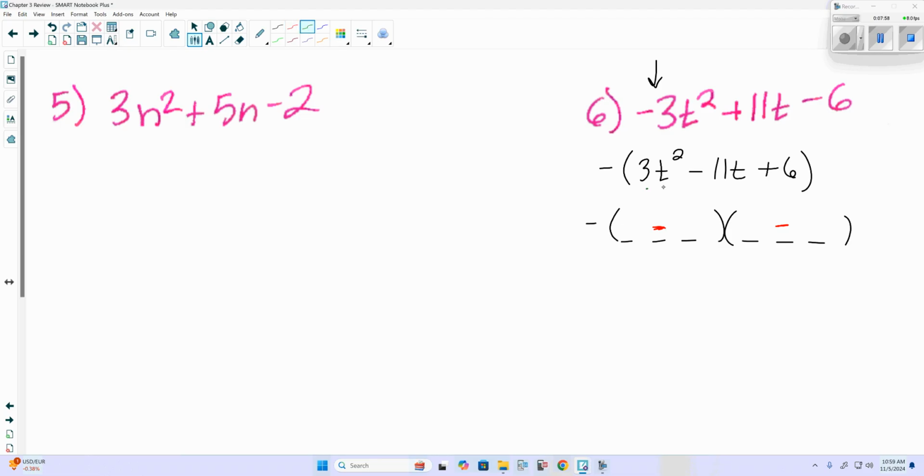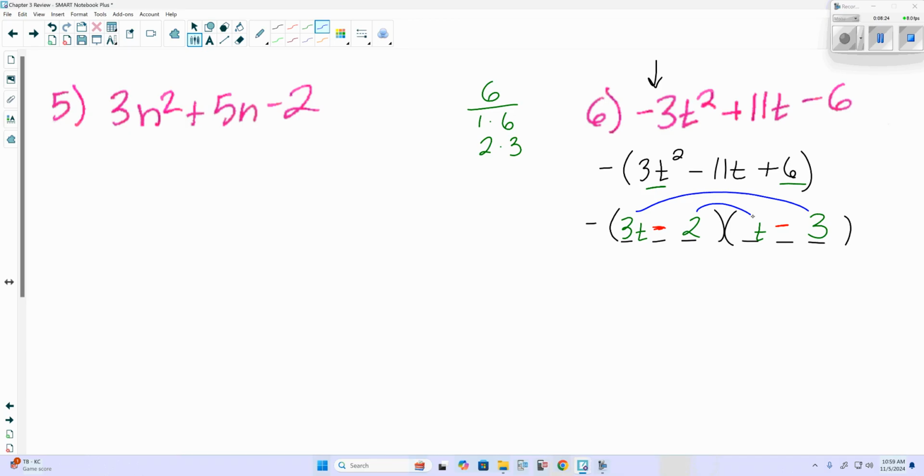Our next step is to find the factors of the first and third term. So 3t squared, well, t squared will be t and t. In fact, 3 is 1 and 3. Factors of 6 are 1 and 6 or 2 and 3. And we could try 2 and 3 first. Doesn't matter really what we try, we just need to plug these in and then check.